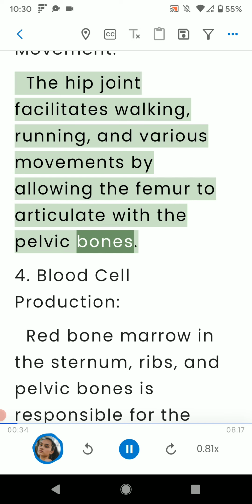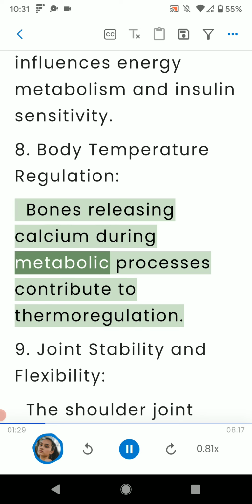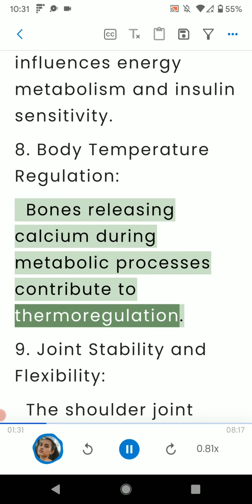7. Endocrine regulation. Osteocalcin, produced by bones, influences energy metabolism and insulin sensitivity. 8. Body temperature regulation. Bones releasing calcium during metabolic processes contribute to thermoregulation.